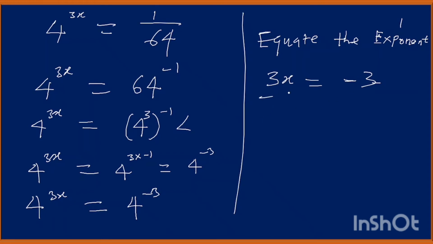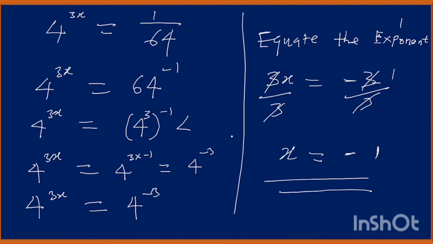So I divide both sides by 3. Divide here by what? 3. So this 3 will get rid of this 3. This 3 will get rid of this to be 1. So we have x is equal to minus 1. So that is the answer. So let's jump into the next question.